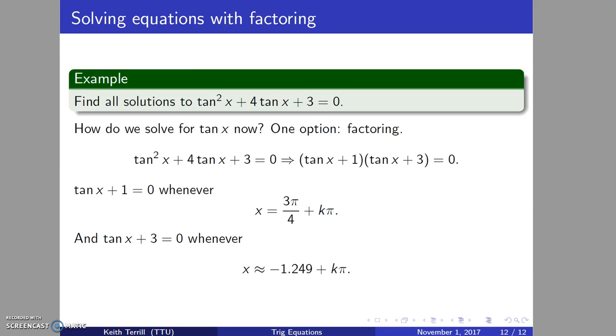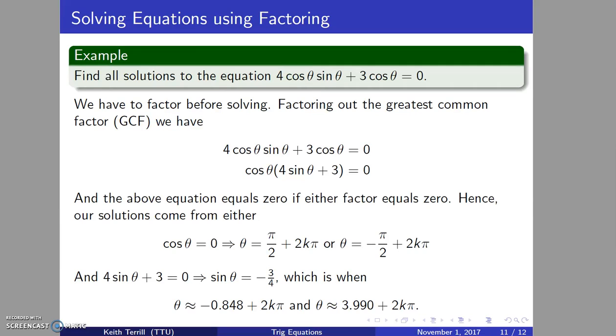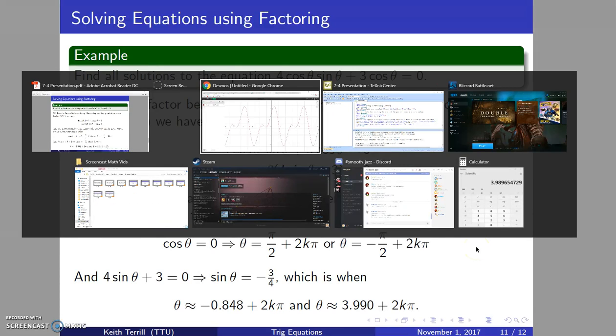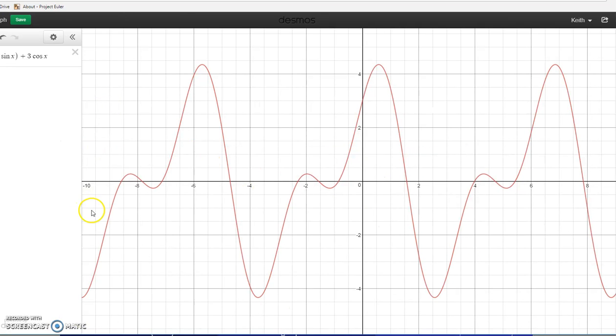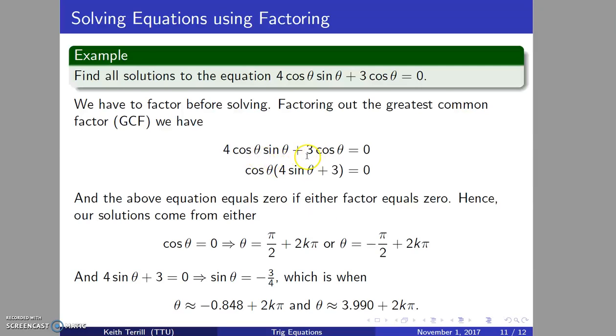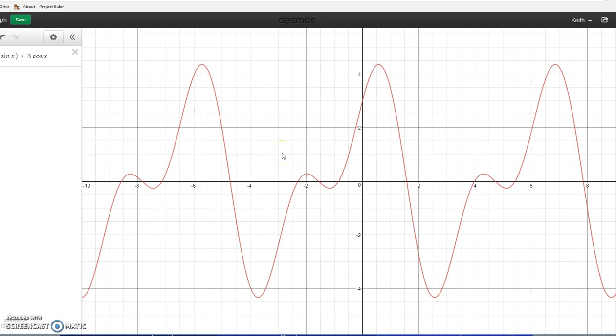Alright, well, I've got just a little more I want to say, and that is, is this right? Hang on. I actually graphed this thing. This is what the left-hand expression looks like: 4 cosine theta sine theta plus 3 cosine theta. I know I used x here, sue me. And yeah, this actually is your solutions.